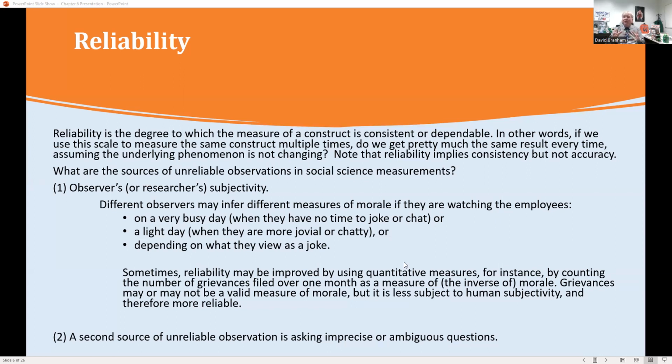Different observers may infer different measures of morale, for instance, if they watch employees. On a very busy day, when they don't have time to joke or chat, employees may be very busy, and one observer may think, well, the morale is down because they're busy and they're not joking and chatting. Another observer will say the morale is up because they're working hard and they're not taking the time to joke or chat. So those are two observers measuring the same thing, but a little bit differently.